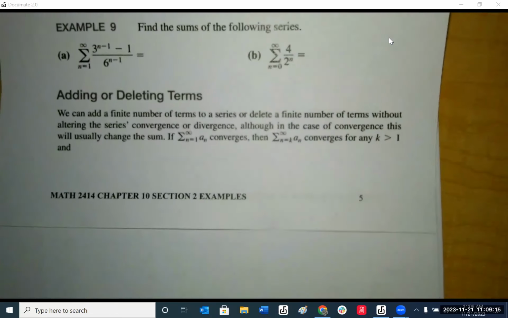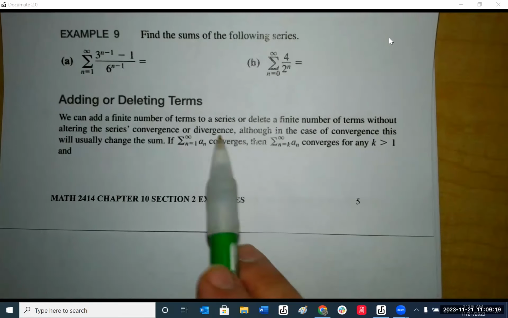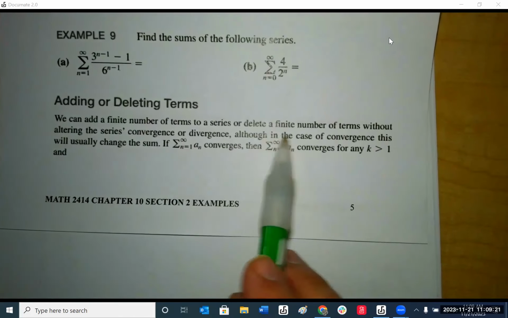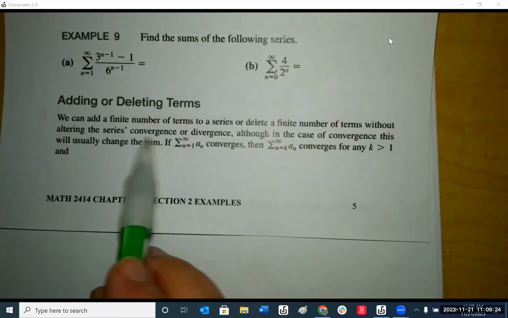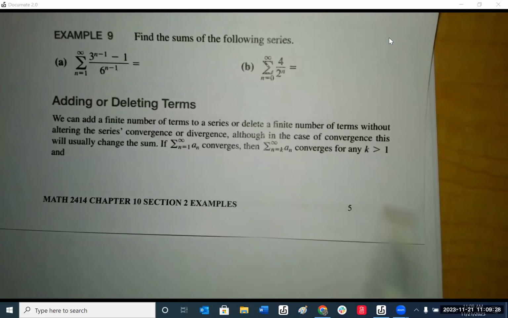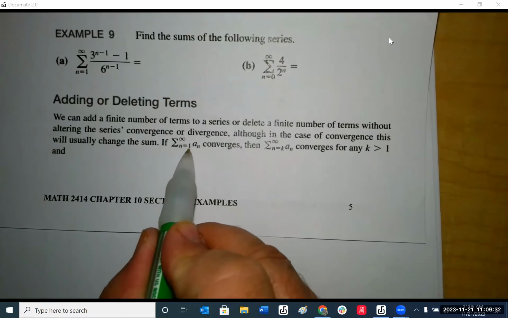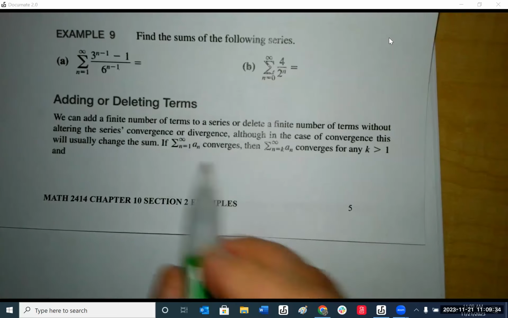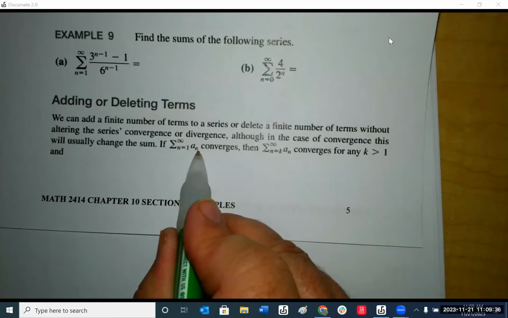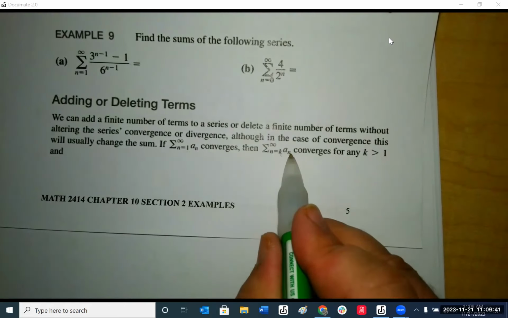All right. Adding or deleting terms. We can add a finite number of terms to a series or delete a finite number of terms without the series changing convergence or divergence. In this case, we usually change the sum from n equals 1 to that. If we add, let's say, 4, we start with that.